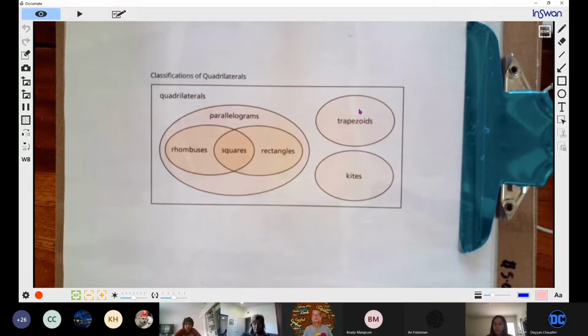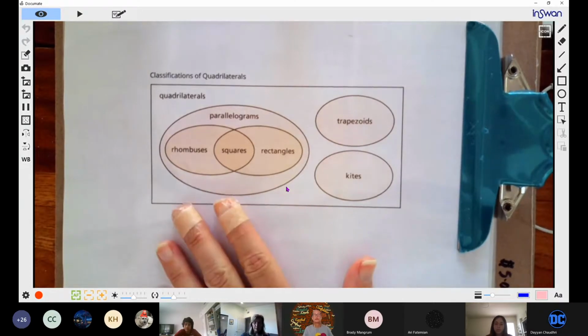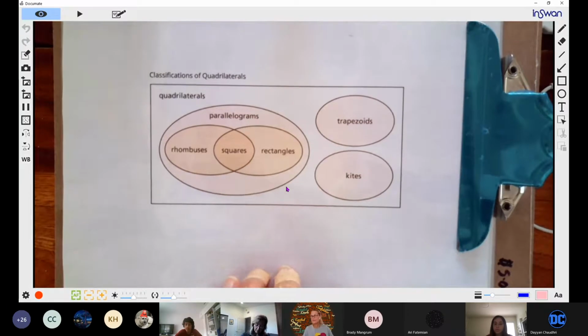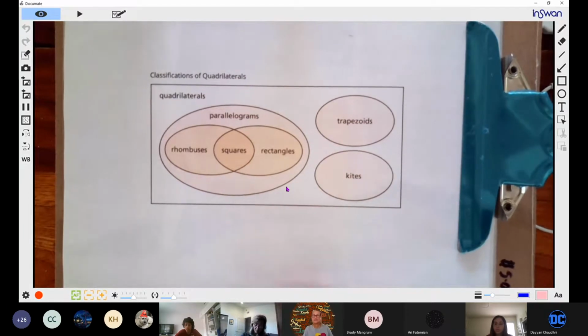Then we have these other things called trapezoids and kites. They're quadrilaterals, but they don't fit as a parallelogram because they don't fit the definition. So this is a handy dandy little chart that I handed out for you. It's either already in your notebook or it's going to be in your notebook. Okay.